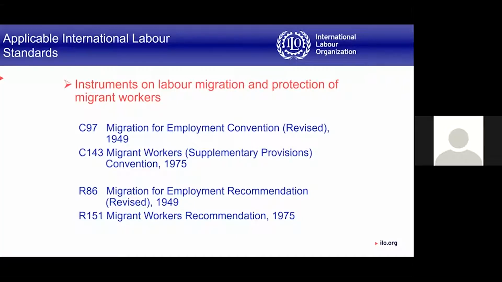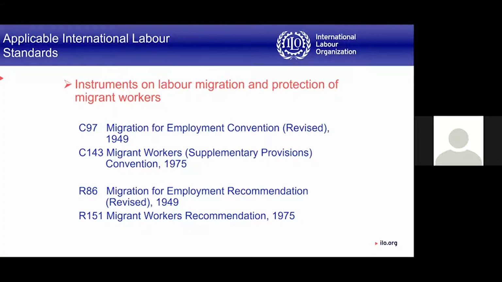Then we jump to 1975 with Convention 143, the Migrant Workers Convention. So these are supplementary provisions, but the context has changed dramatically. So we are living an economic downturn, and in particular, the oil crisis at international level. So this pushed the birth of clandestine or irregular migration waves, and with that, the exploitation of irregular migrants.